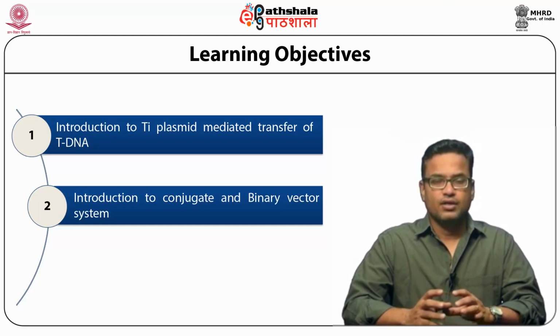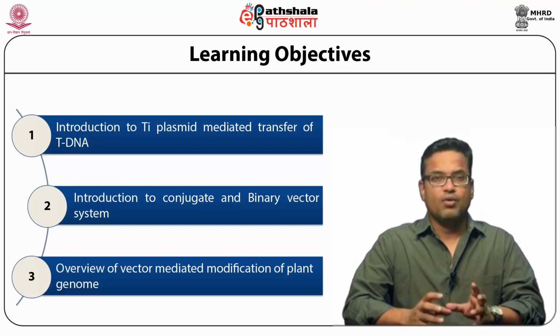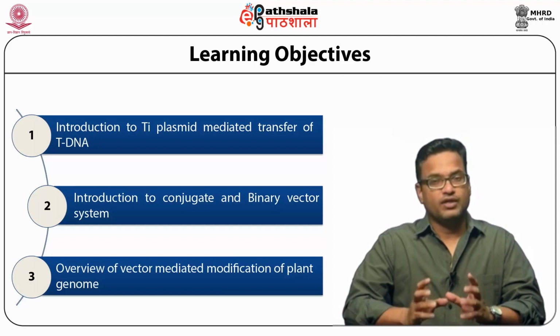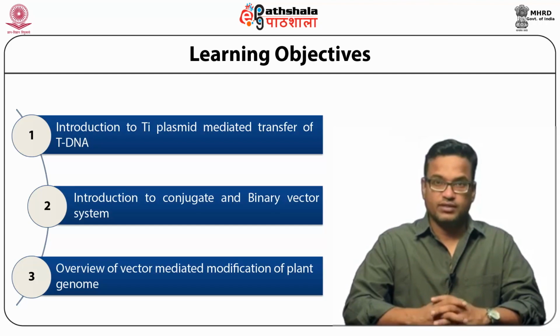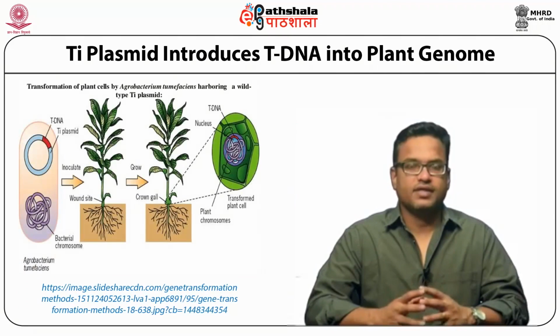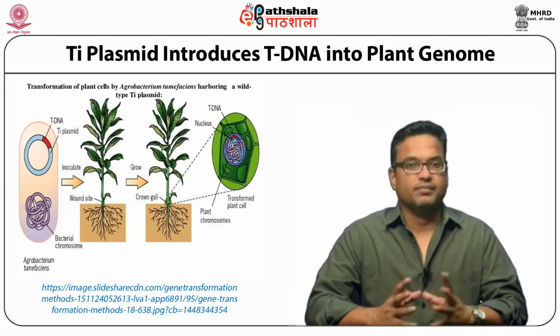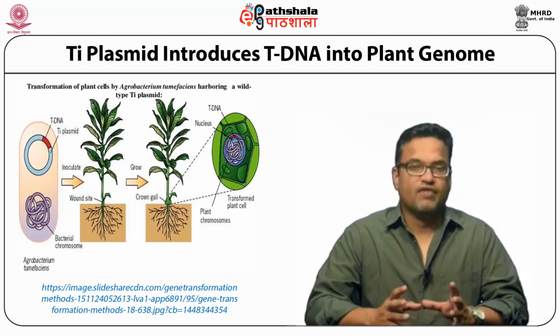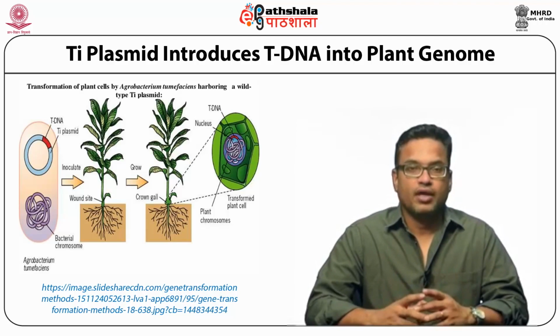And in the end, you will get an overview of how vector-mediated modifications to the plant genomes are done and how transgenic plants are made. Here is an example of how Ti plasmid transfers its tDNA into the plant genome. In this picture, on the left hand side, you see an Agrobacterium in which you have a genomic DNA copy. You have a plasmid, Ti type plasmid, in it.